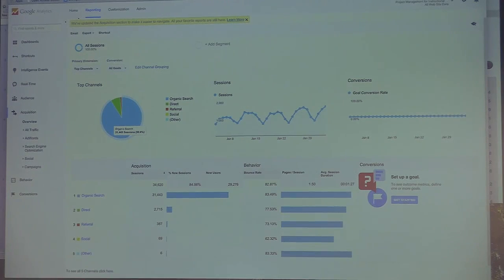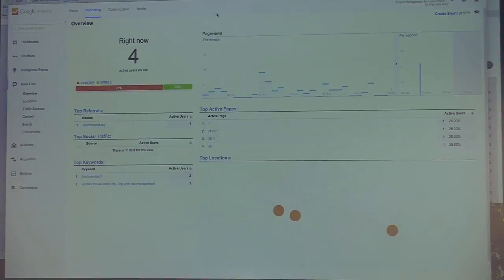What is social, like from Facebook? So like if you click the link out of Facebook or out of Twitter or somewhere else. Yeah. But we've never run a social campaign to try to drive traffic to it.